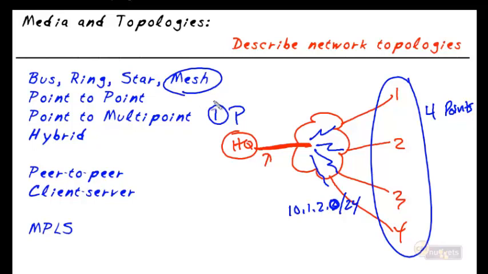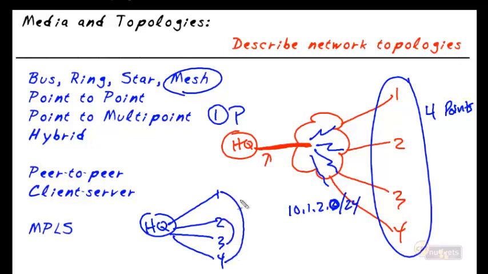A full mesh would be this: headquarters site, site 1, 2, 3, and 4, and headquarters goes to 1, to 2, to 3, to 4. 1 goes to 4, 2 goes to 3, 1 goes to 3, and all the other connections that I might be missing. Here we go. There's one more there. There we go. A full mesh is when every device on the network has a direct connection, a point-to-point connection, to every other device on the network.